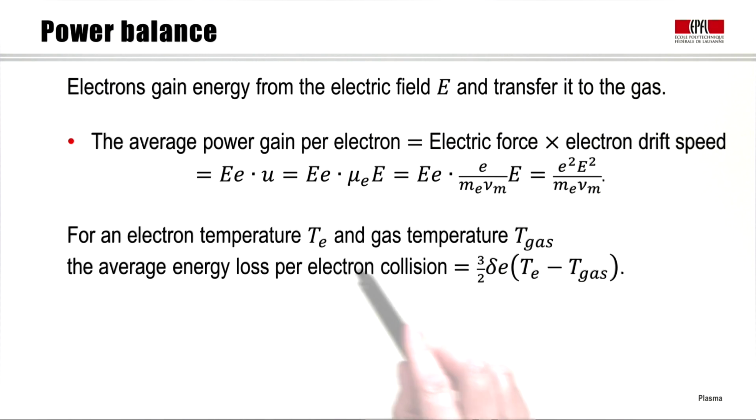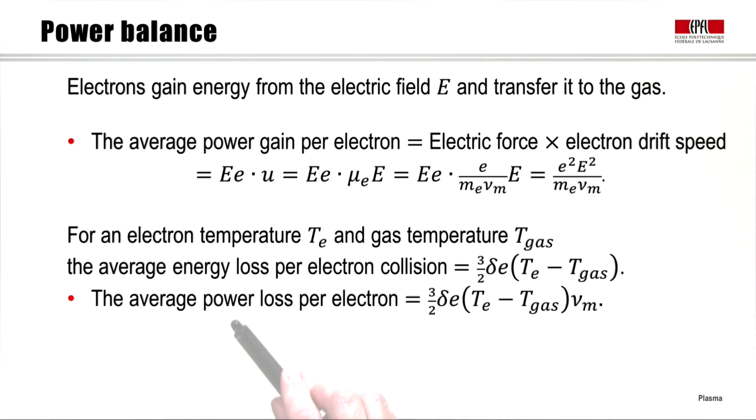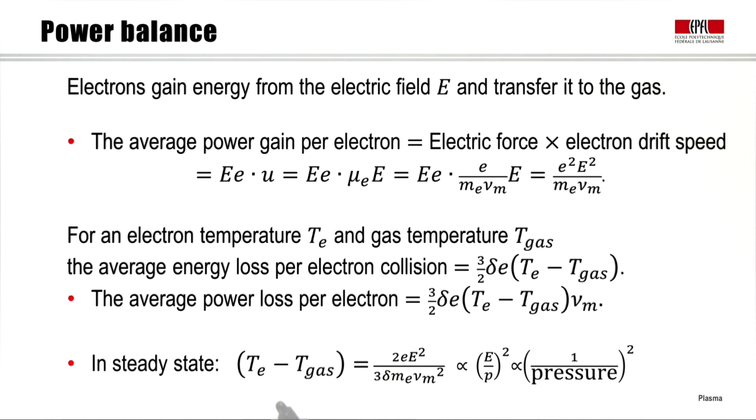For an electron temperature Te and gas temperature T gas, the average energy loss per electron collision is the energy difference, which is the electron charge times the temperatures in electron volts, times this delta, which is the fraction of energy transfer we saw in the previous slides. Therefore, the average power loss per electron is the average energy loss times the number of collisions per second. Therefore, in steady state, we have a simple expression for the difference in electron temperature and gas temperature, which depends as 1 over pressure squared.